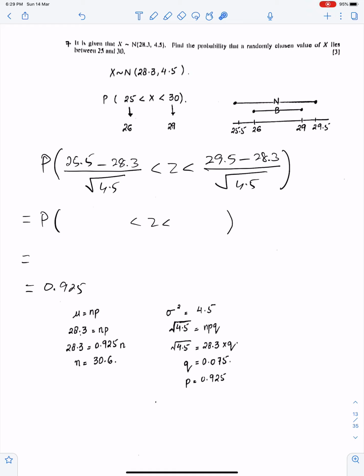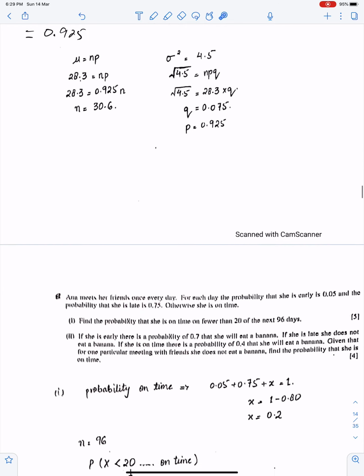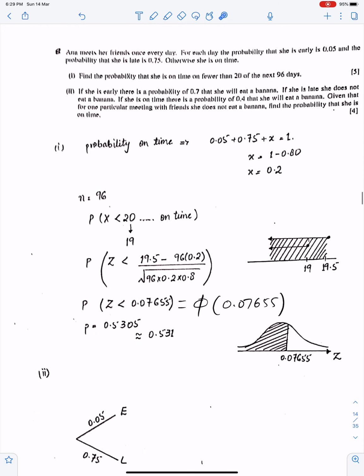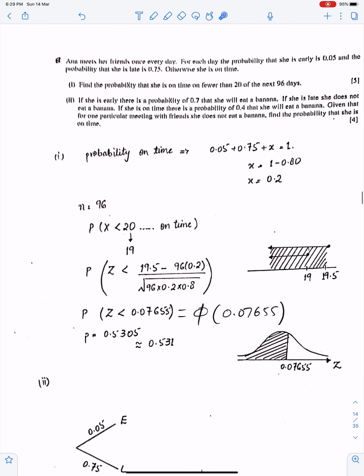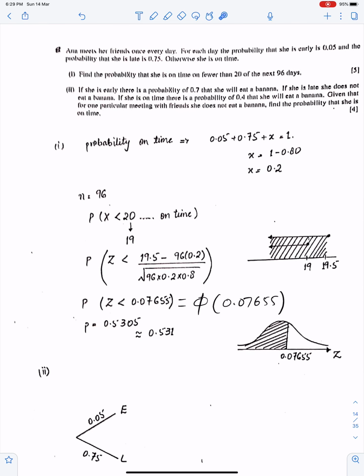This question is simple. This is not of the approximation. You can leave this question. This is not of the approximation. This is just a simple normal distribution question. The first part is of approximation.